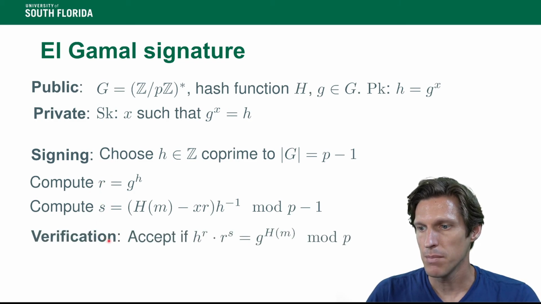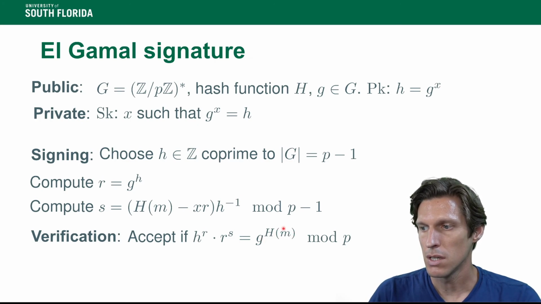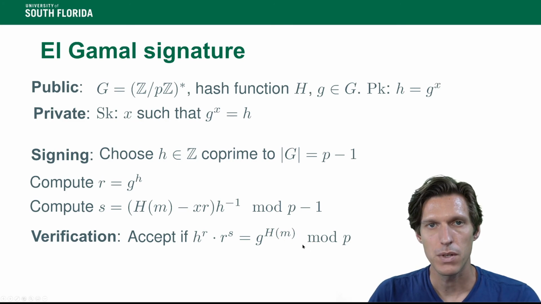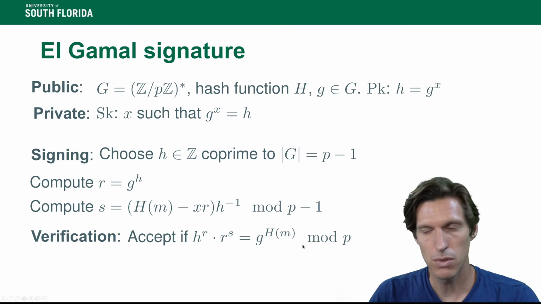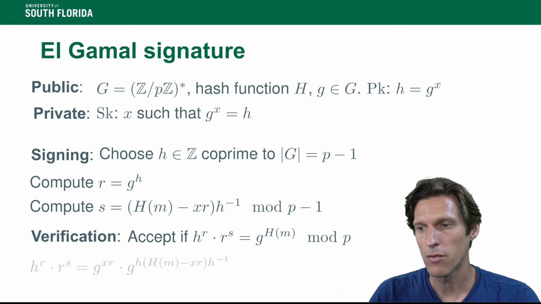Now you accept it as the verifier if the following property holds true. You take h, raise it to the r, multiply by r to the s, and then you verify that this is g raised to the power h of m mod p. Okay, that seems like a pretty convoluted way to verify. It is.